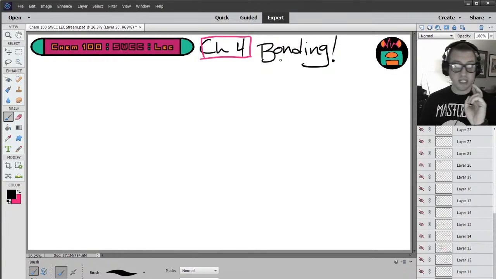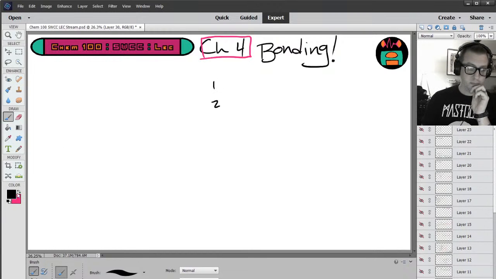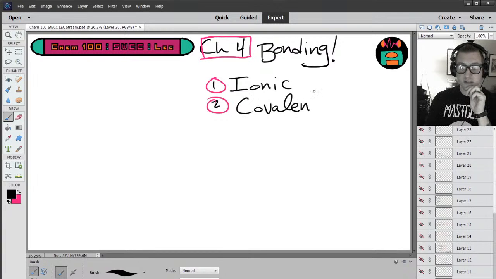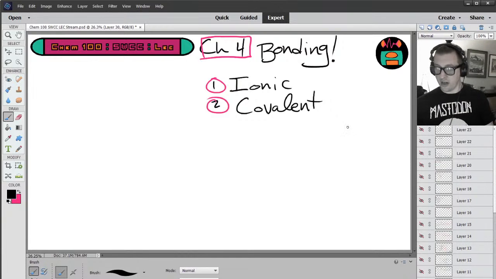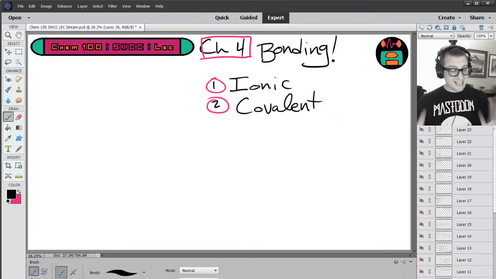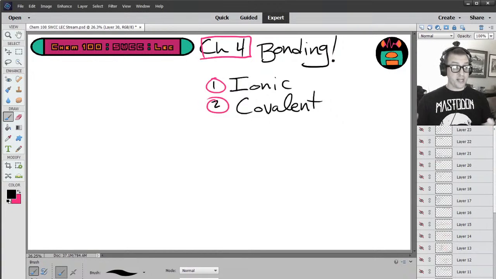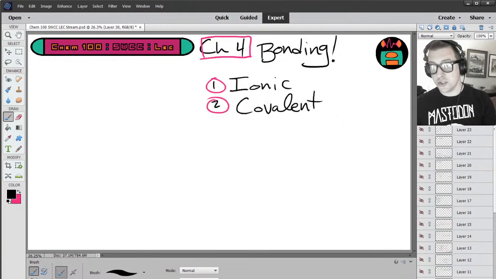And bonding comes in 2 flavors. There are 2 types of bonds that we're going to look at in this course. The first is ionic. The second is called covalent. All right, so we have ionic bonds and covalent bonds. We're going to begin our discussion with ionic bonds. So we're going to talk about ionic bonds for a while, then transition to covalent.